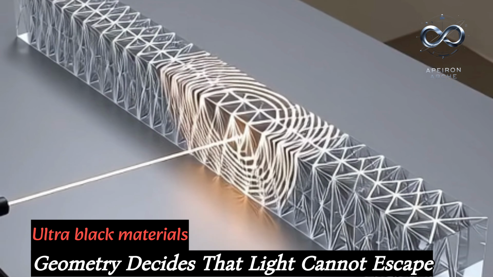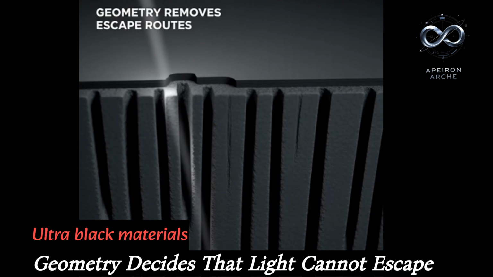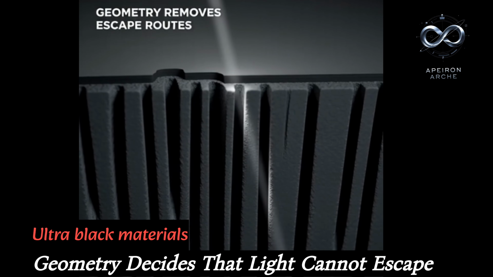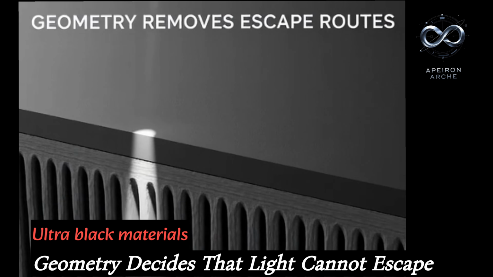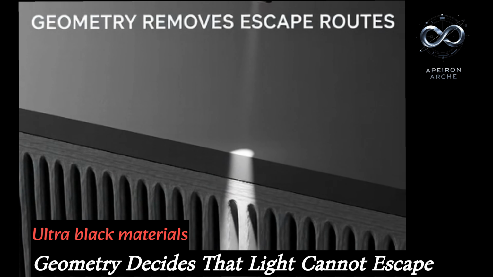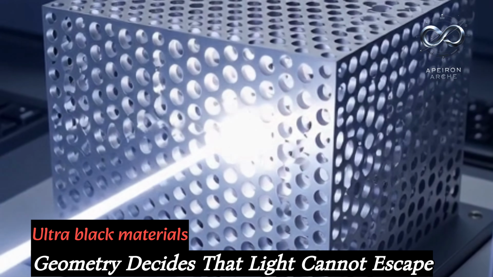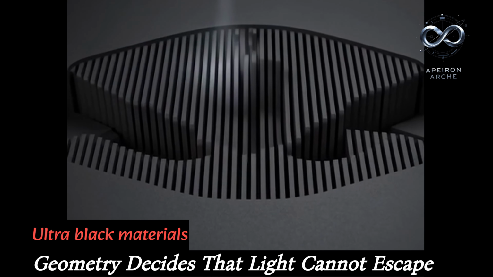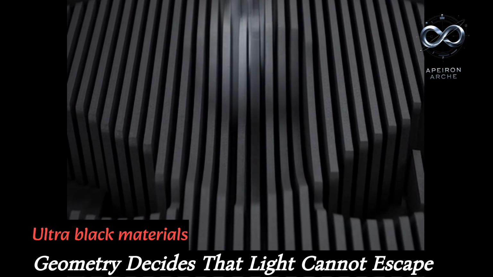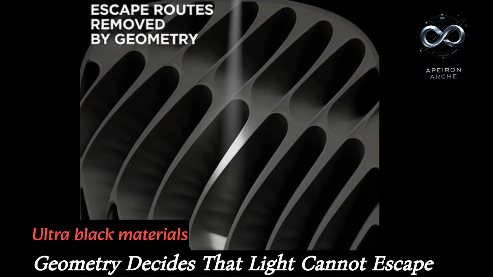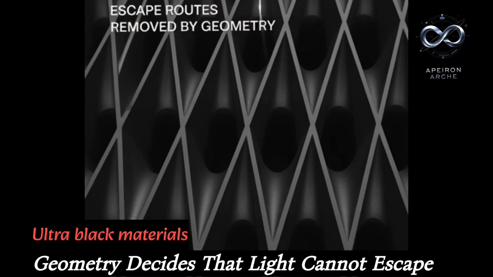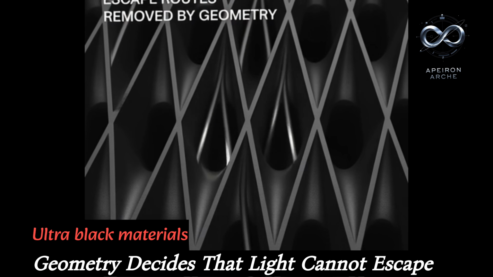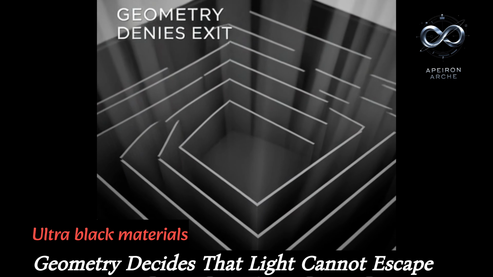The surface is filled with deep, narrow structures arranged densely and vertically. It may be in the form of cones, pores, tubes, or cavities. The exact form varies, the effect does not. When light enters, it does not encounter a single surface, it enters a maze. Each interaction absorbs part of the photon's energy. The remainder is redirected deeper into the structure. Reflection does not send light outward, it sends it inward.